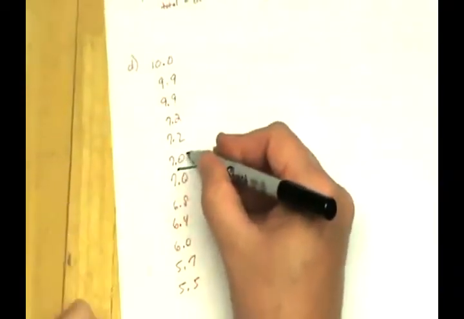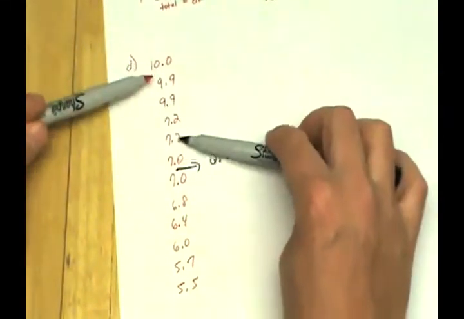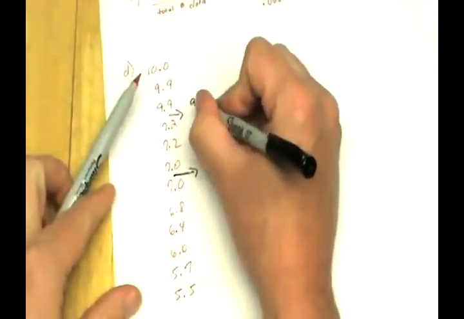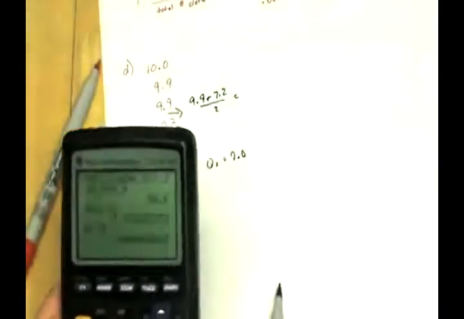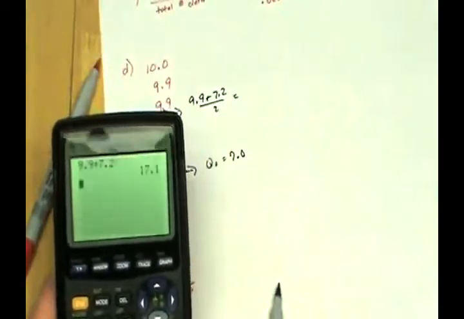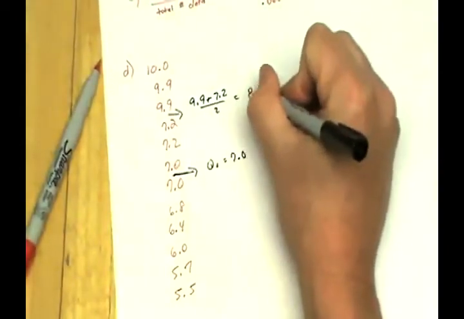So 7.0 is going to start our top half. If I put my pen at the top, 10 and then 7, and I work one at a time to the middle, I end up in between 9.9 and 7.2. So I take 9.9 and I add 7.2 and I divide by 2. Okay, calculator. 9.9 plus 7.2 divided by 2. We're looking at 8.55. 2 decimals.